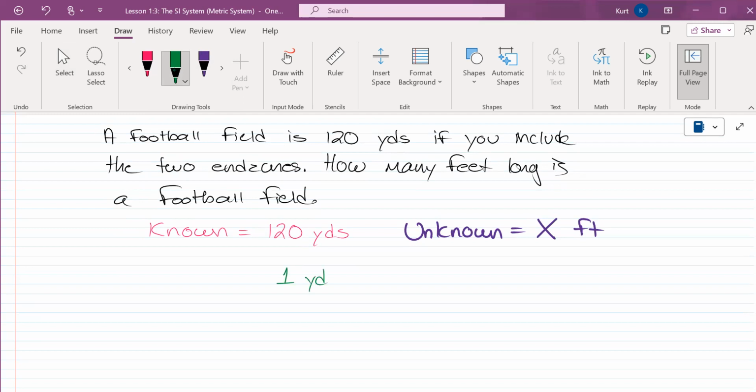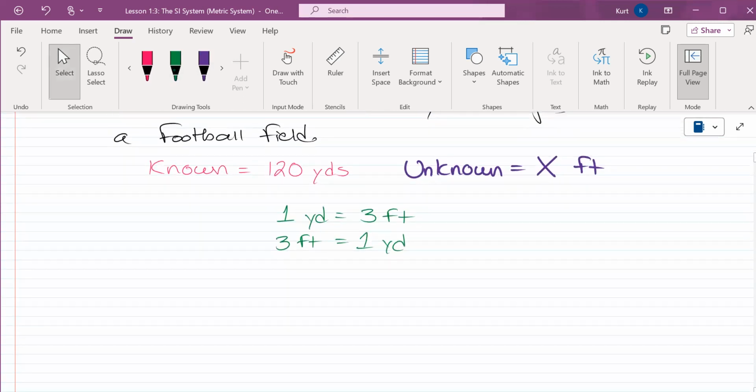1 yard equals 3 feet. And you can flip that. 3 feet is equal to 1 yard. 365 days equals 1 year. 1 year equals 365 days. You can flip it either direction. So I'm going to show you guys how to set this up so you can actually do this dimensional analysis.